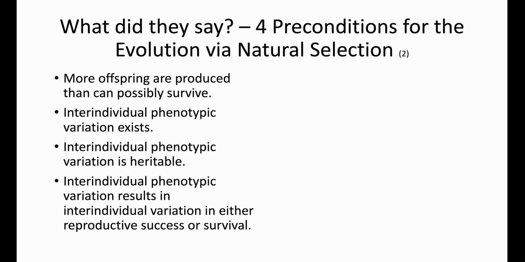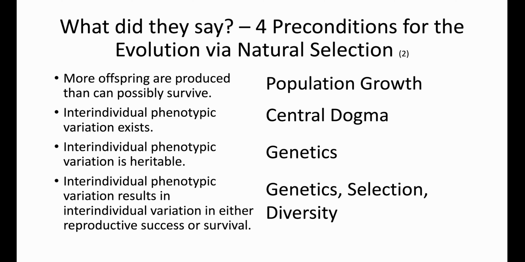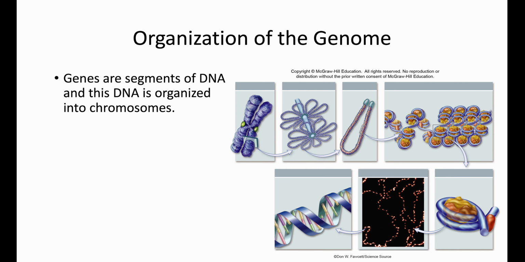So this all fits into the general course. Once again, these are the 4 preconditions of evolution via natural selection, and these are the sections of the course that this applies to. And when we talk about inter-individual phenotypic variation being heritable, it is heritable because those genes are passed from one generation to the next inside gametes, and those gametes are formed through the process of meiosis. So you need to understand meiosis in order to get a handle on genetics.